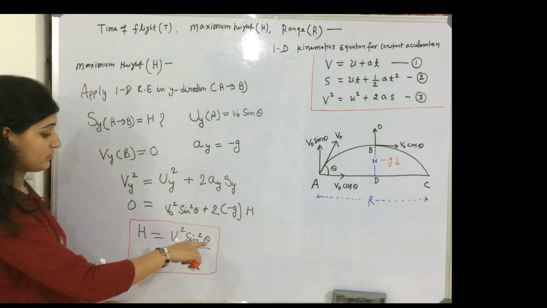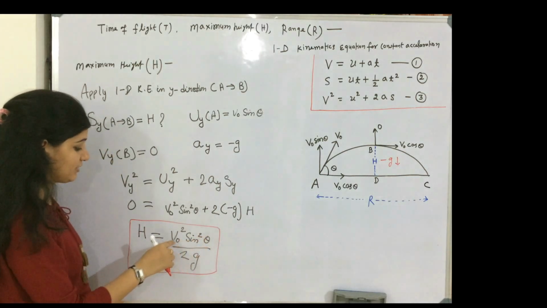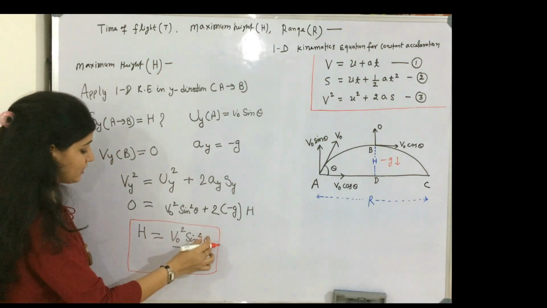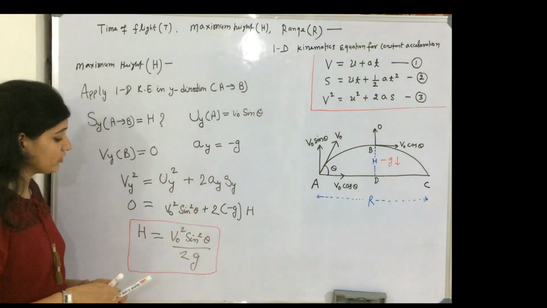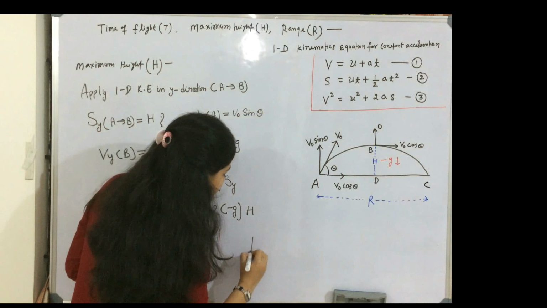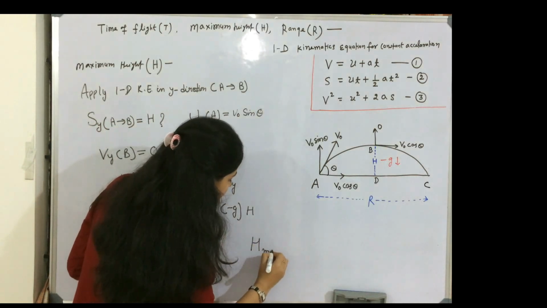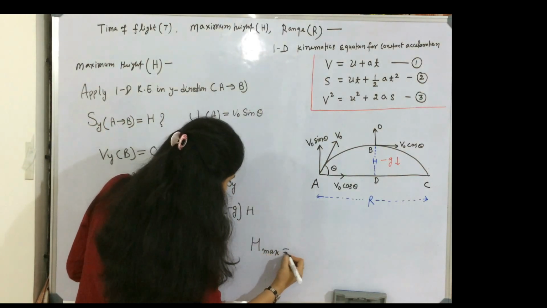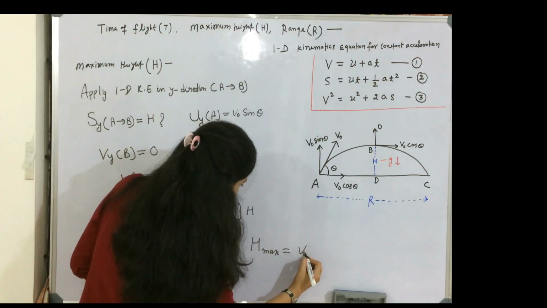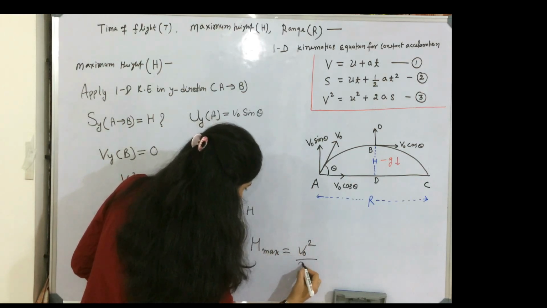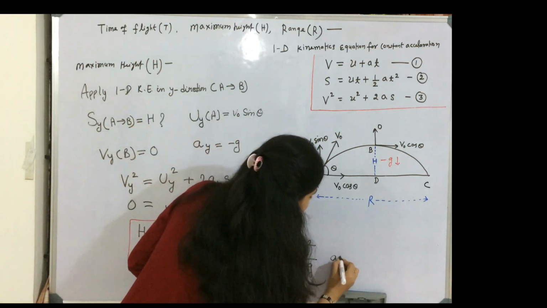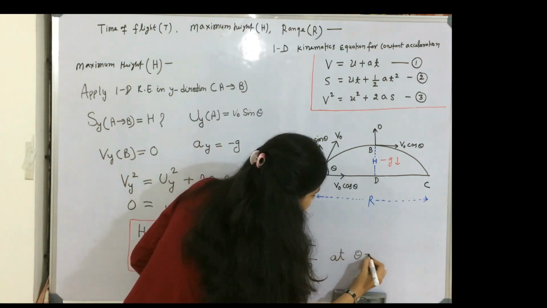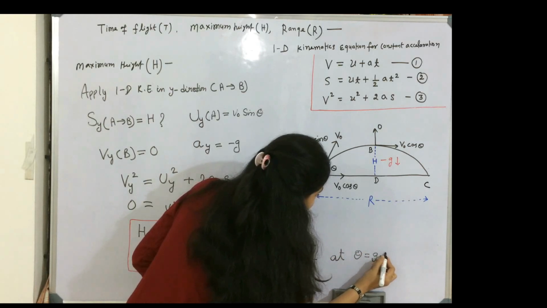Now H depends on the angle of projection. At the given velocity, H will increase with increase in theta. So H maximum is V0 square by 2g at theta equal to 90.